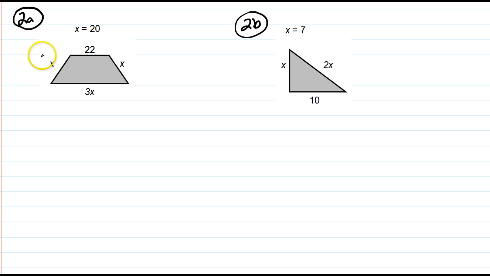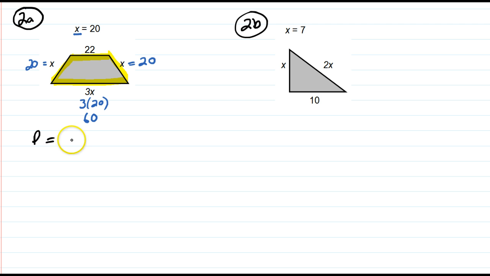Alright, for 2A, we're still finding the perimeter. The only difference here is that we have variables on the trapezoid, and it says x is 20, so that means I can replace wherever I see an x with 20. This side over here is equal to 20, this side over here is equal to 20, and this side down here is going to be 3 times 20, which is 60. So to find the perimeter, I'm going to go 20 plus 22 plus 20 plus 60.